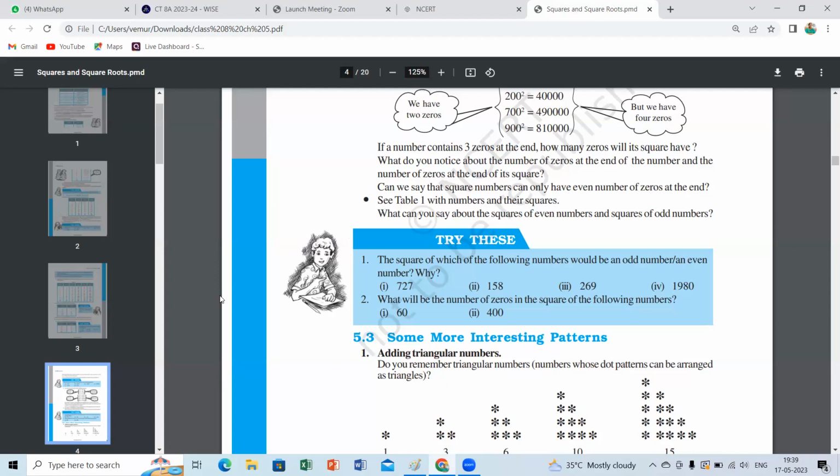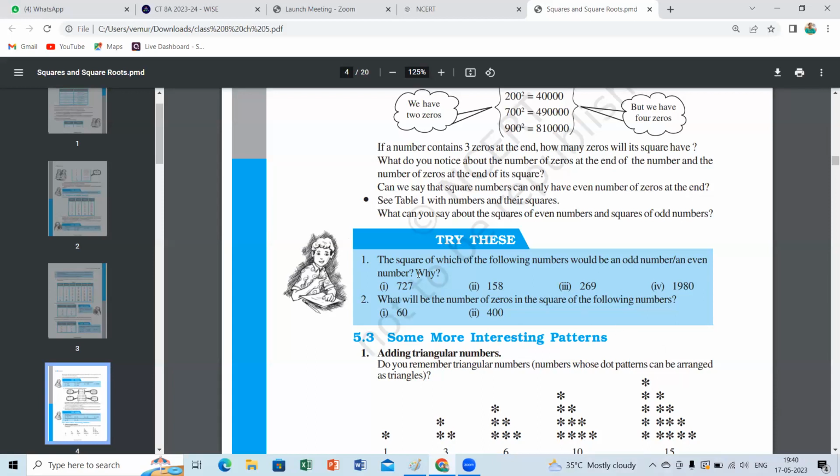You can check: 1 square is 1, 3 square is 9, 5 square is 25, 7 square is 49, 9 square is 81. So obviously all odd numbers' squares also end with odd digits only. The square of a negative integer is always positive. Very good. These are some rules. You can prepare and write a note, children.